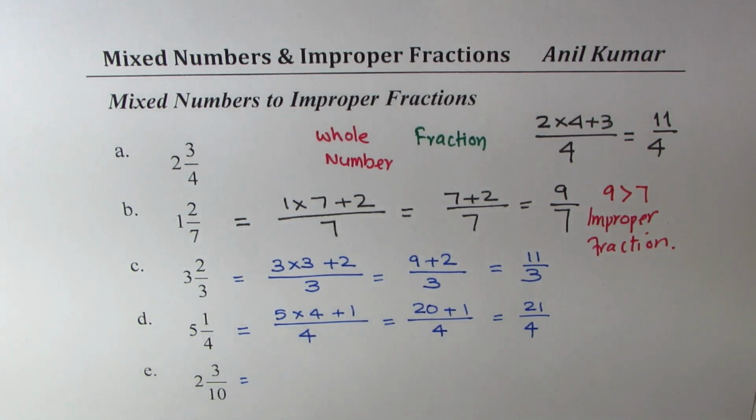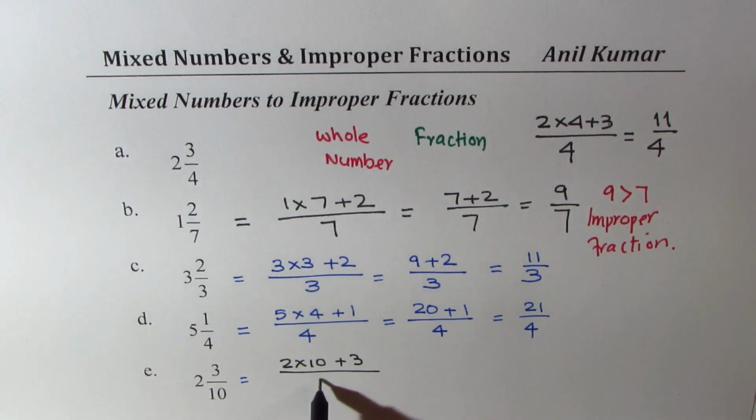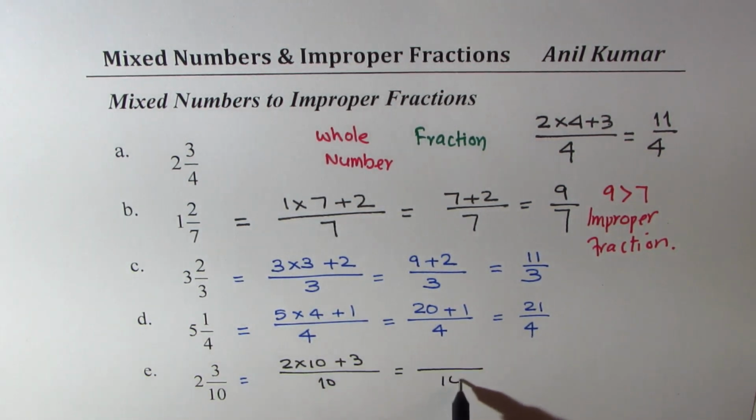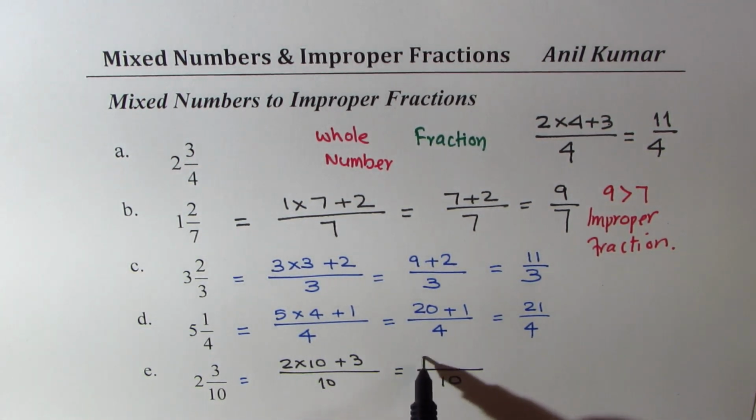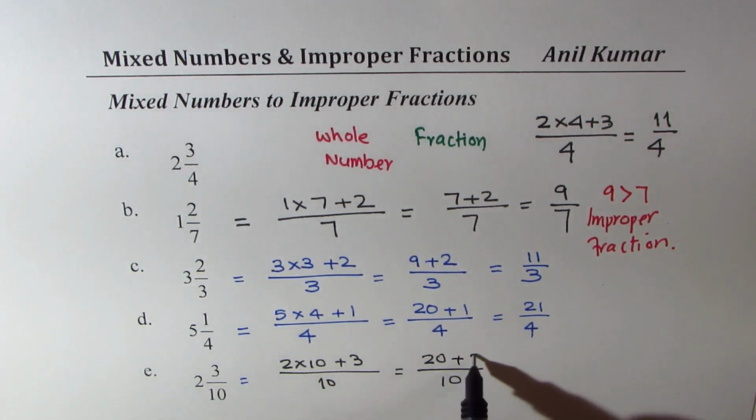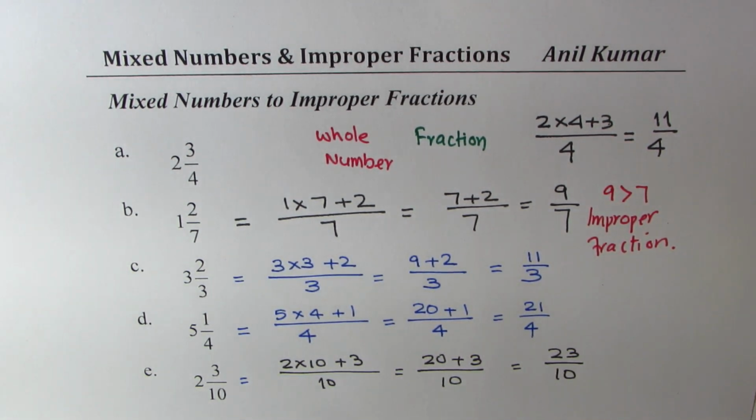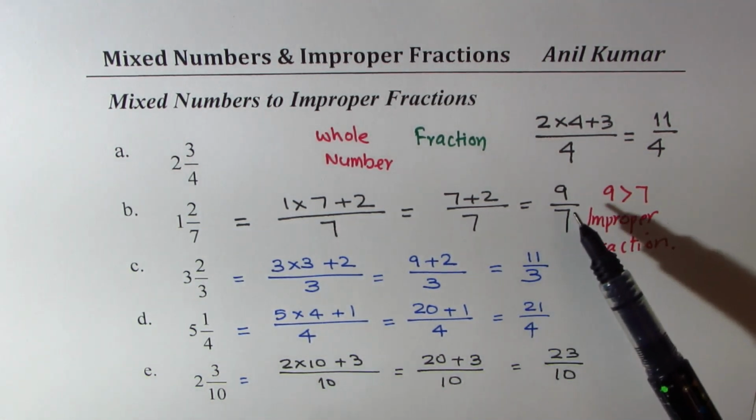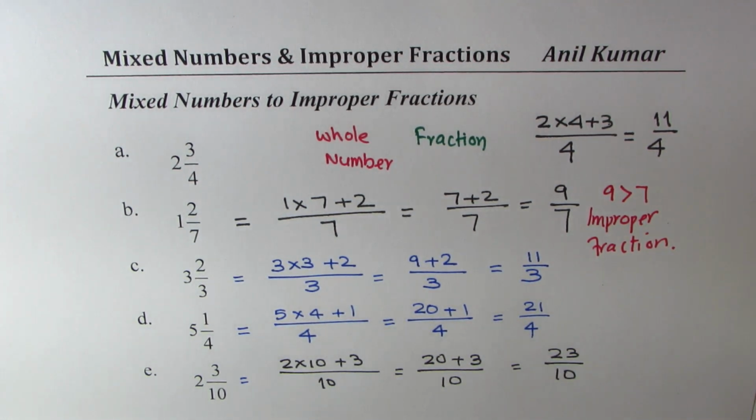The last one here is 2 times 10 plus 3 in the numerator, right? 10 in the denominator. So what do we get? Same denominator, however the numerator is much higher. 2 times 10 is 20 plus 3 is 23, so we get 23 over 10 as improper fraction. Now all these fractions are improper since the numerator is higher than denominator. Perfect. Now we will see how to do the reverse. That is to say, how to convert improper fractions to mixed numbers.